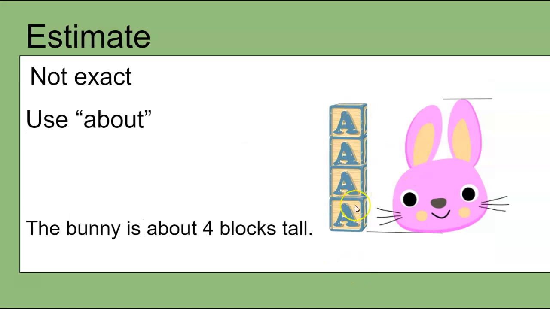So when we measure things, today especially, we are definitely going to estimate. So it's not going to be exact. When something's not exact, it's not perfect. So if you look at this end point to the bunny ear, and let's say you made a line and you went droop, it doesn't go straight to the top, right? There's a little bit of space there. So we're going to use the term about. It's not exact. It's about 4 blocks tall. Okay, we can do that. So estimating is not exact.